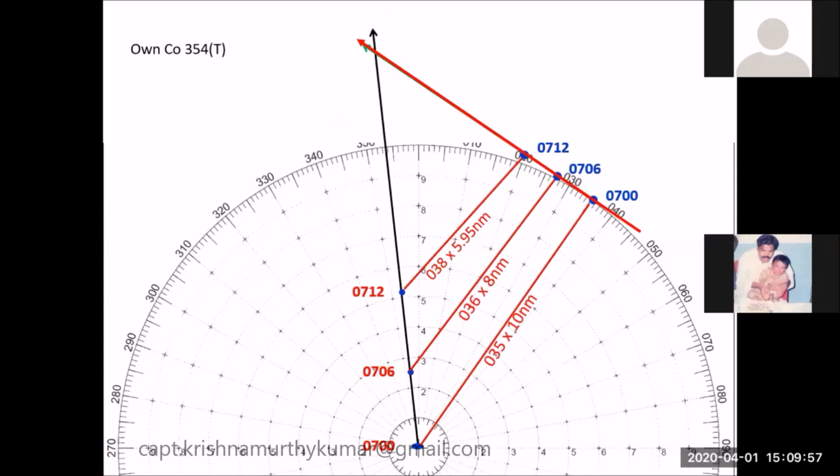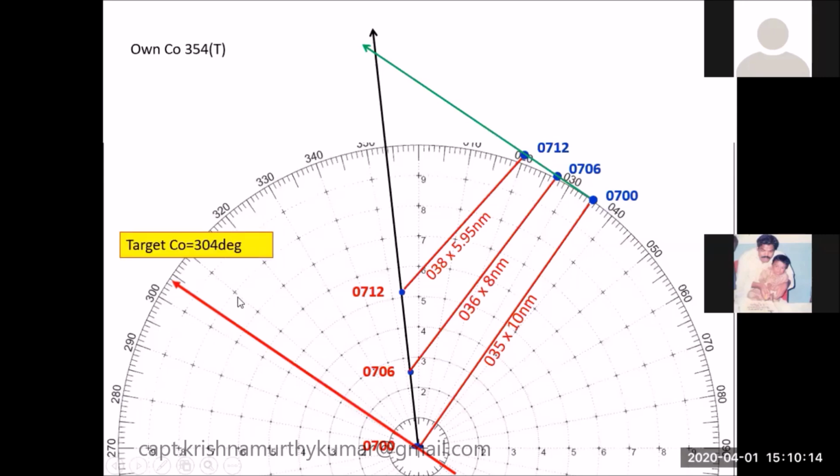So how to find the true course and speed? Just transfer it to the center. What is the reading here? All of you can see this reading. Just talk to yourself. 304. Yeah, target course 304 degrees. This is very good. The true plot straight away gives you very easily what is the course of the target.